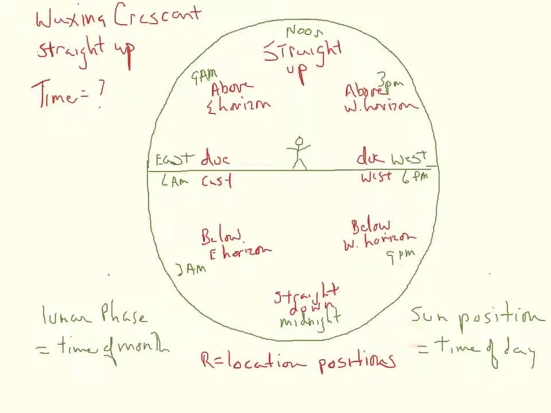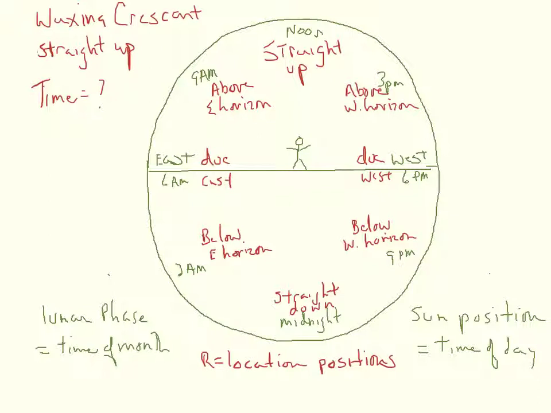So the sun position, if I give you the time of day, that's telling you where the sun is. What's written in red here, these are the different locations that we talked about. If I'm going to ask you to locate the moon or tell me where the sun is, you can use that terminology. And then the phases are the 8 different phases. You've got new moon, first quarter, full moon, third quarter, and then you have the 2 crescents, and the 2 gibbous phases. Those are what we mean by the time of month.